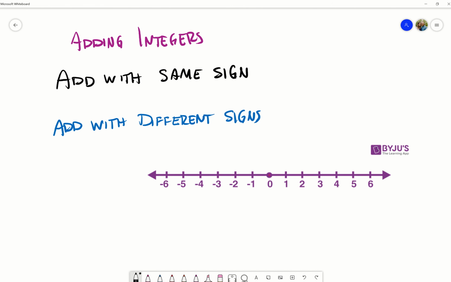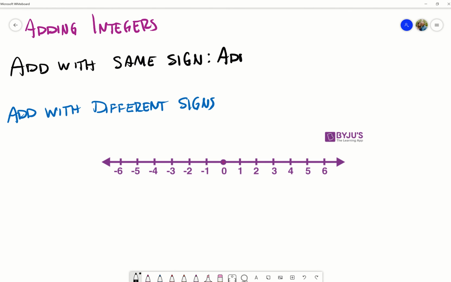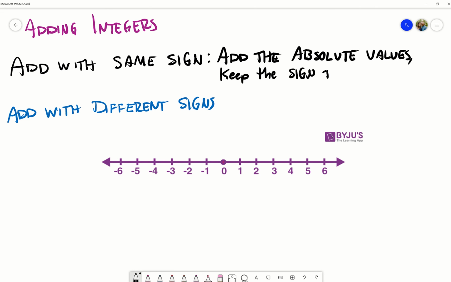All right. So when we add with the same sign, we want to add the absolute values and keep the sign the same. Remember, the absolute value is how far away that number is from 0, so the positive of that number. We add those 2 numbers up, and then we want to keep the sign that's the same.